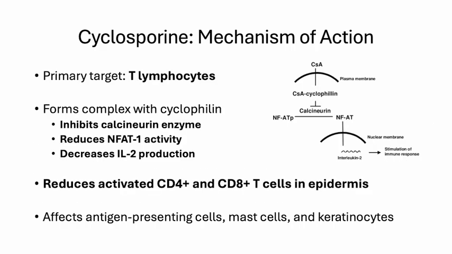The mechanism of action of cyclosporin primarily involves T lymphocytes. It forms a complex with cyclophilin, and this complex inhibits the intracellular enzyme calcineurin. This leads to reduced activity of the transcription factor NFAT1, regulating transcription of several cytokine genes, most significantly IL-2. Impaired IL-2 production results in the decline of activated CD4 positive and CD8 positive T cells in the epidermis. Cyclosporin also affects antigen-presenting cells, mast cells, and keratinocytes, and inhibits interferon gamma production, which downregulates ICAM1, reducing lymphocyte infiltration and inflammation.